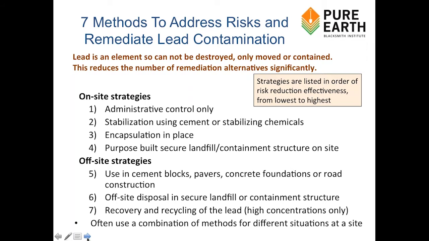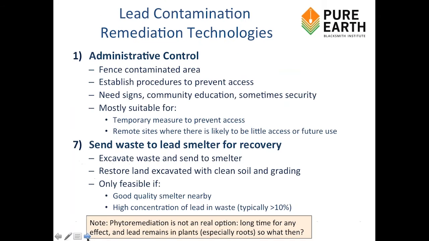First is administrative control, lowest effectiveness in terms of risk reduction. You're not removing anything, you're just building a fence around a site, keeping people out of it. It should be done where you have a contaminated site and you can practically do this, but it is only a temporary measure. It is clearly not generally acceptable to governments that you do nothing, and it's not acceptable to communities. In practice, we've seen this done at a number of remote sites where there's likely to be little access for future use.